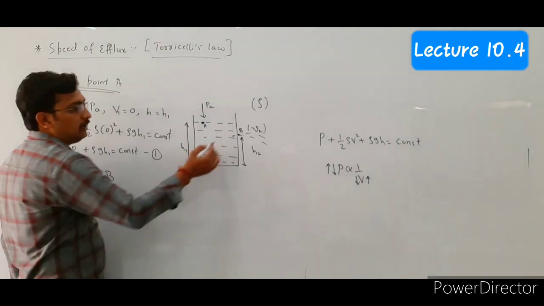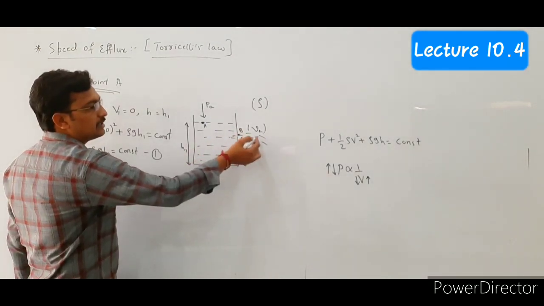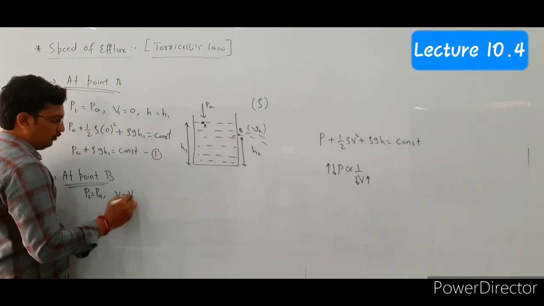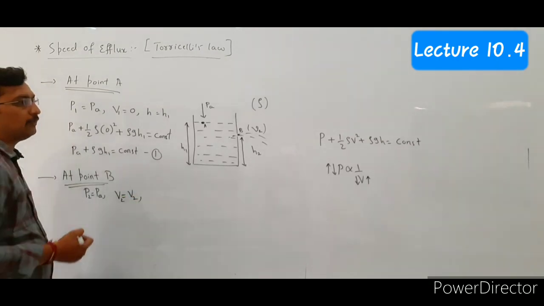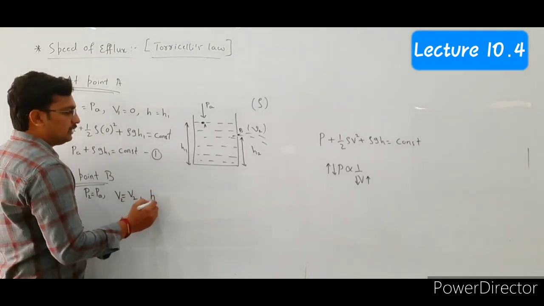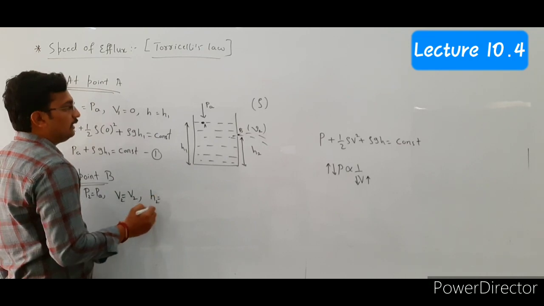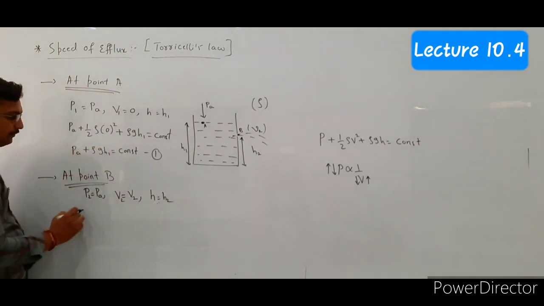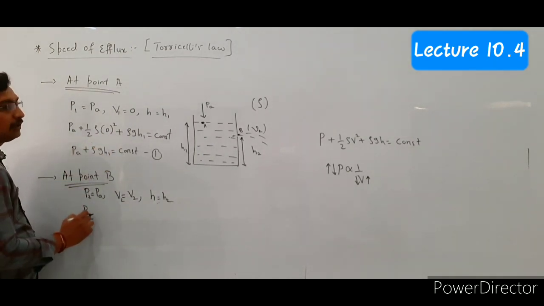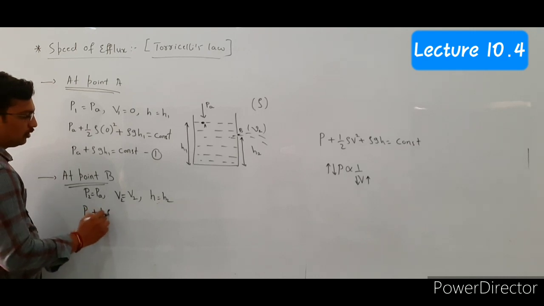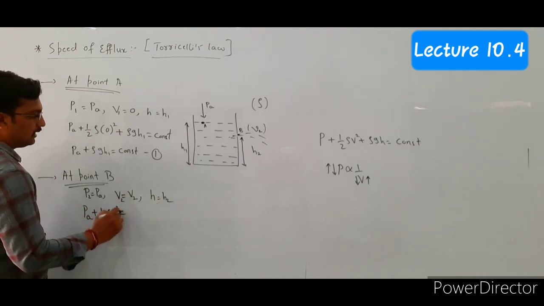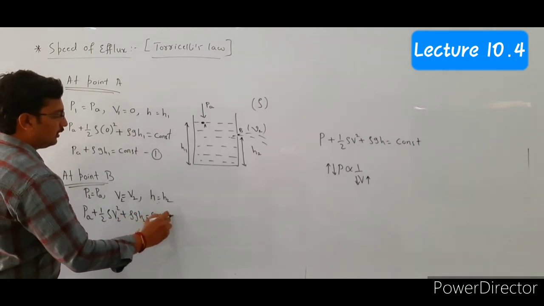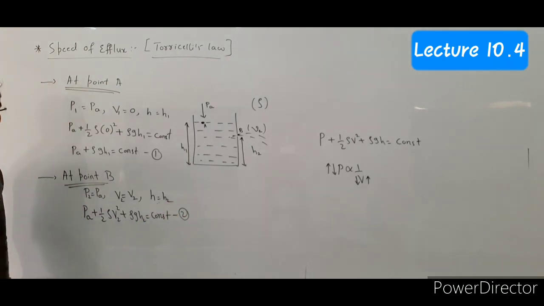After that, the liquid emerges with some speed, that is V2. So the velocity is V2, and the height is h2. Substitute all the values in that expression: pressure Pa plus 1 by 2 rho V2 square plus rho g h2 is equal to a constant. This is our equation number 2.